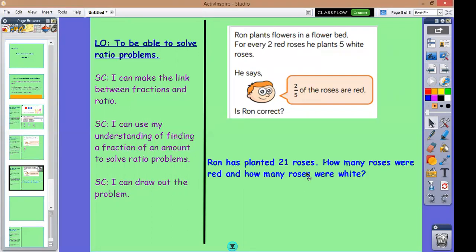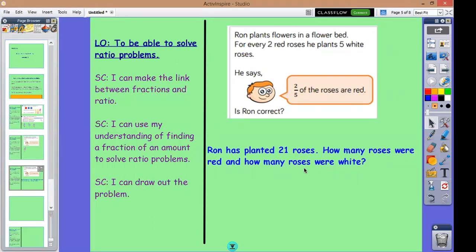Over here, Ron has planted 21 roses. Now we've been given something really specific here, the 21 roses, that we've not had before. We've just been given the ratio. How many of the roses were red and how many roses were white? I just want you to think about this. How might you solve it using the fractions? We're going to pause it there for a moment. You can pause it at home and try to solve this problem. Okay, so let's go through this one.